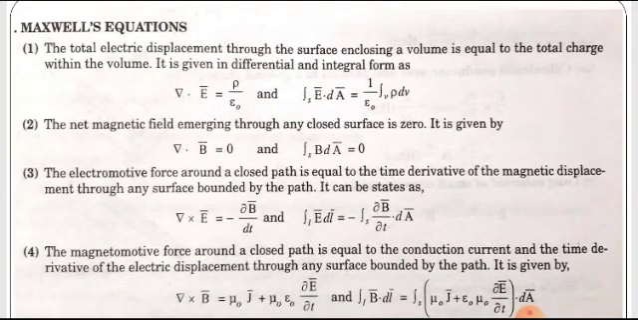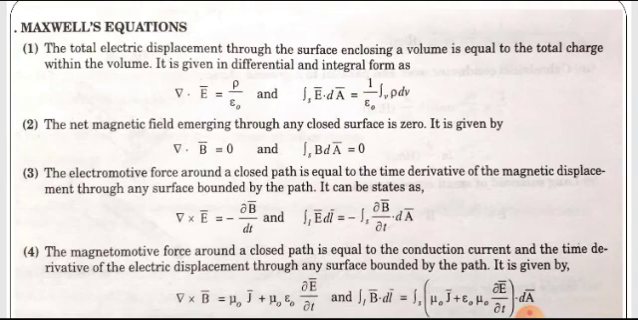One is that the total electric displacement through the surface enclosing a volume is equal to the total charge within the volume, and it is given by the differential and integral form. The differential form is del dot E is equal to rho by epsilon 0, and the integral form is surface integral E dot dA equal to 1 by epsilon 0 volume integral rho dV.